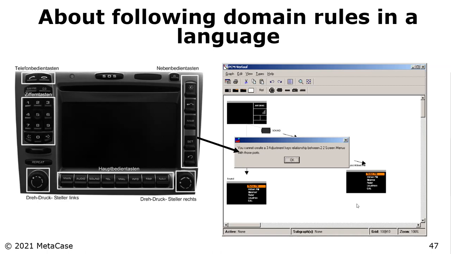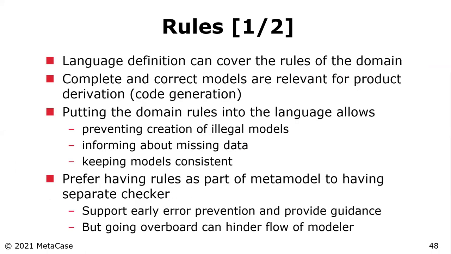So the domain-specific language is not only saying what your keywords and modeling elements are, but it also shows all the ways you can use those modeling elements. Therefore, the meta model normally covers these rules as well. And this is very important for product derivation. If we want to generate products and code, then the models must be correct so that they are adequate input for code generators.